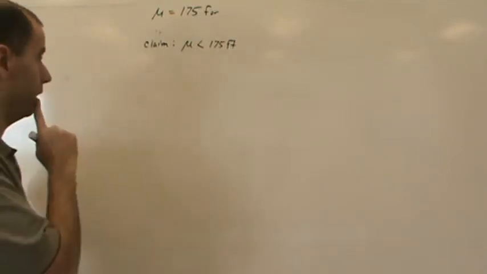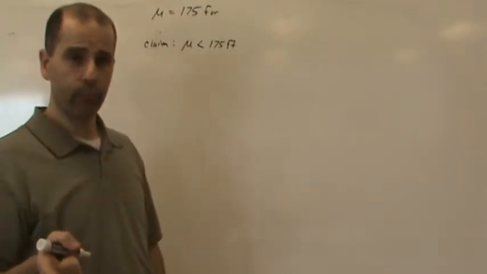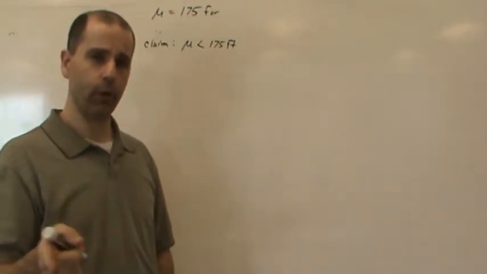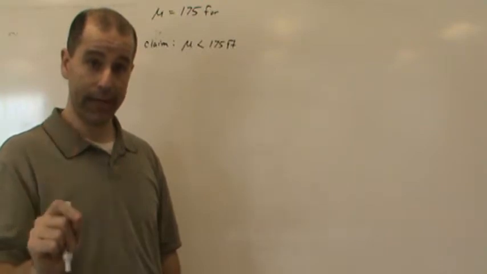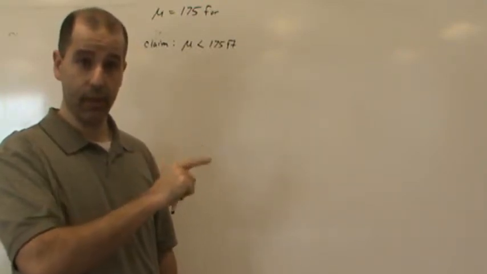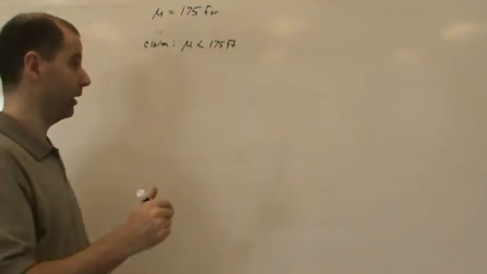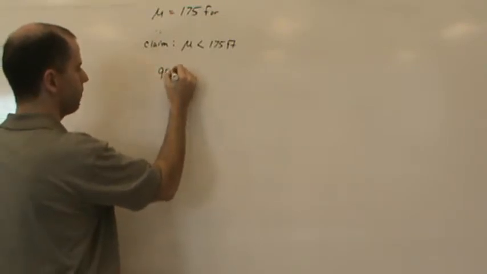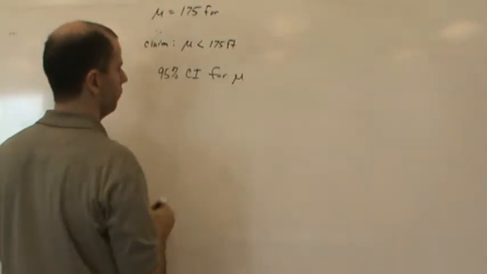Okay. So now what we're going to do is collect data and construct a 95% confidence interval for the true average braking distance of all cars like these with the new braking system. Get it? Okay. So we're going to construct a 95% confidence interval for mu.